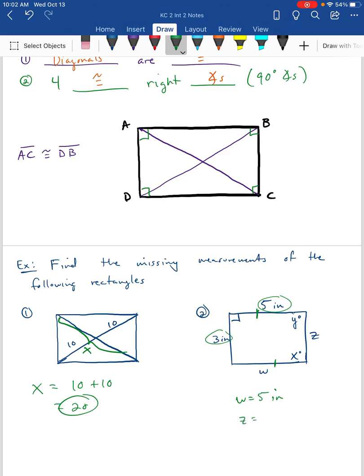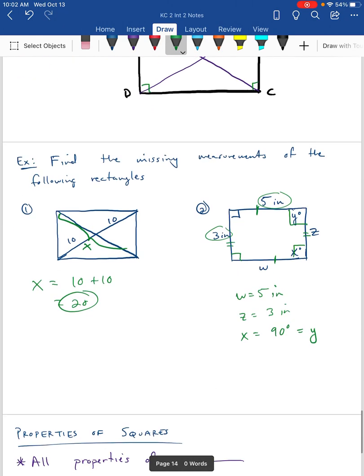Same thing with Z, right? If this is 3 inches, then Z has to be 3 inches as well. And then X, again, this is a rectangle, so all of these angles are right angles. So X is equal to 90 degrees, which is also equal to Y.